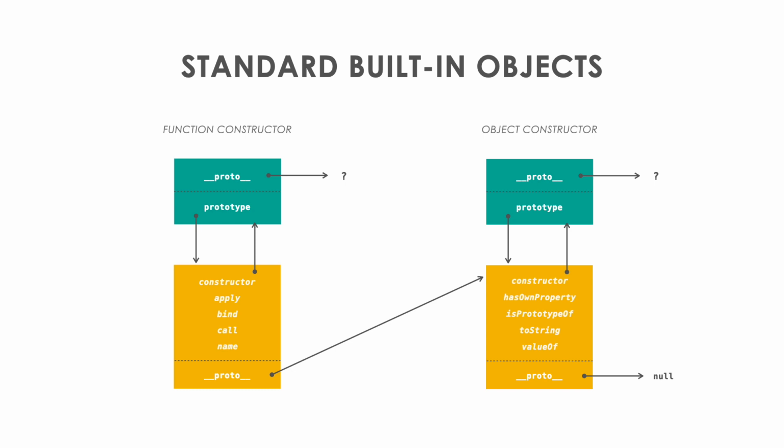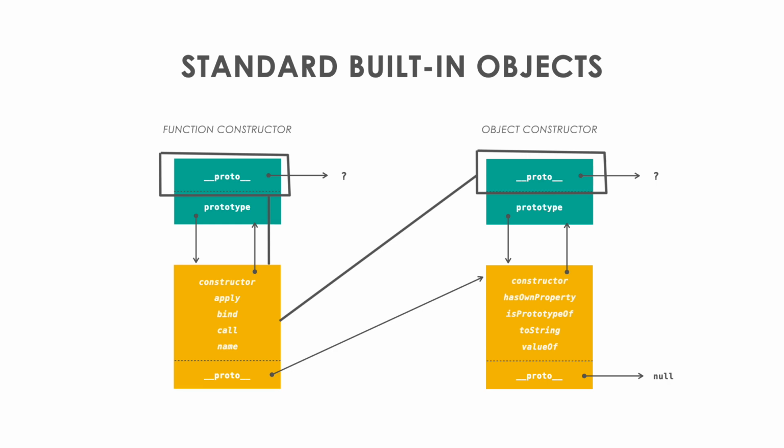So if you think for a second, every function in JavaScript should have access to call, apply, and bind. And where do call, apply, and bind exist? They exist on the prototype property of the function constructor. So that means the __proto__ property on the object constructor should point to the prototype object of the function constructor. And similarly, the __proto__ property on the function constructor should point to its own prototype object.